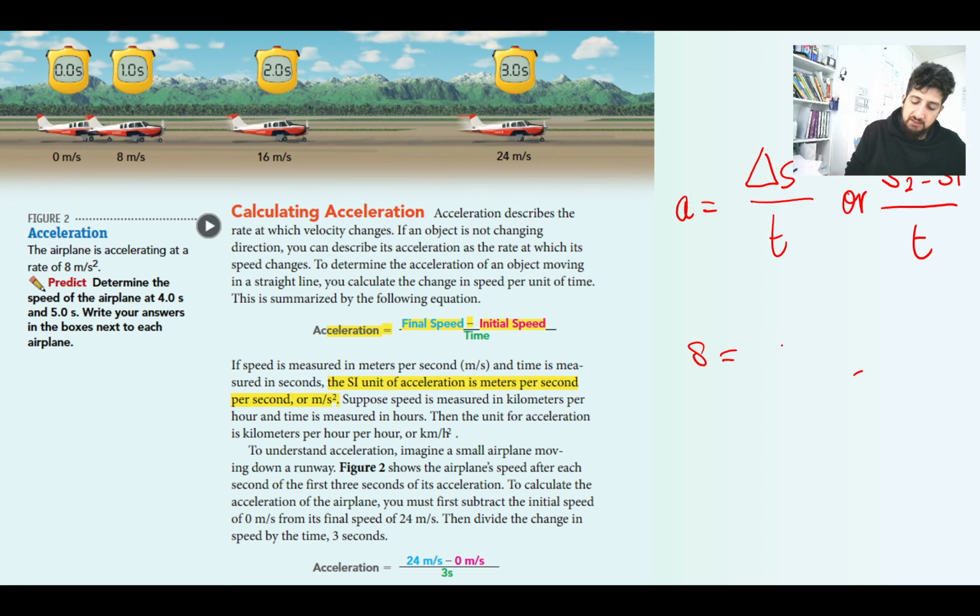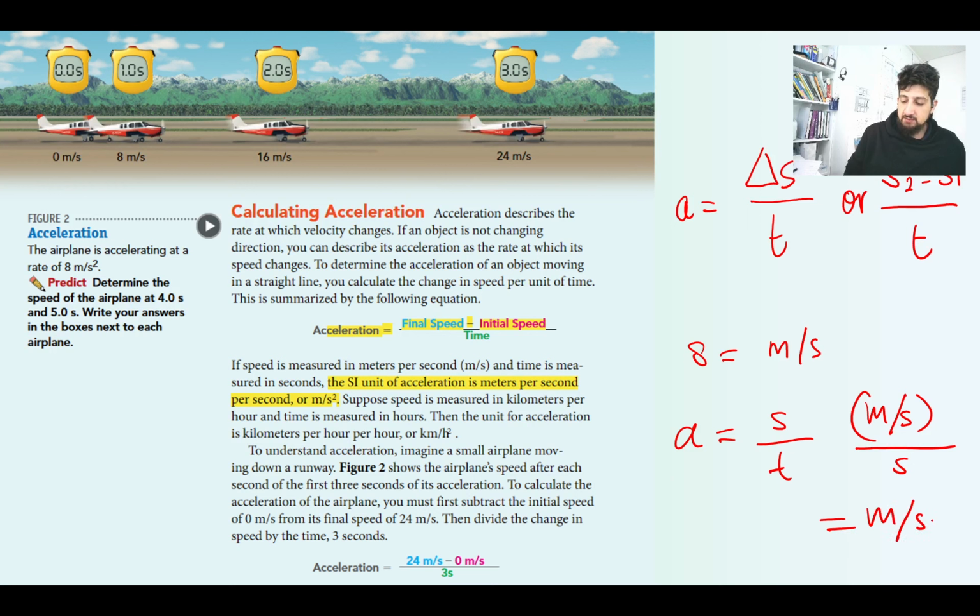The unit for speed is meters per second because it's distance over time. Now, if we are doing acceleration, then it's going to be speed over time, which means it's meters per second over seconds, which means it's meters per second squared. So you don't have to know how to get that. All you need to know is that acceleration has a unit of meters per second squared. Okay?